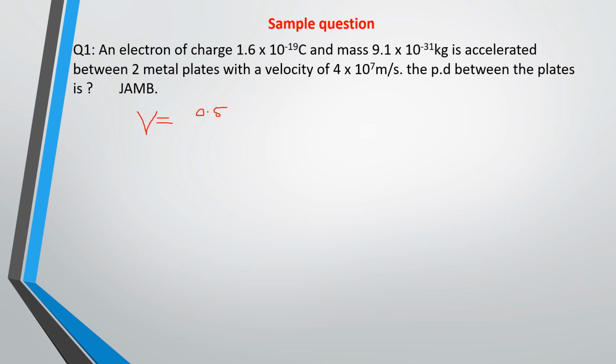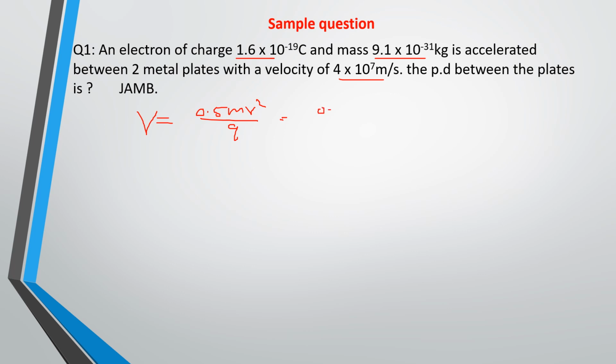0.5 mv squared all over charge. Okay, so you have your values here. Mass of the electron is given to you. This is the charge on the electron. This is the mass of the electron, and this is the velocity of the electron. So substitute all this into this equation. Substitute all that you have into this equation.